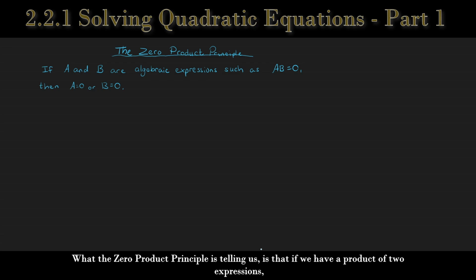What the zero product principle is telling us is that if we have a product of two expressions, such as how a factored trinomial becomes a product of two binomials set to equal 0, then one of the expressions must equal 0, since any number multiplied by 0 is equal to 0.